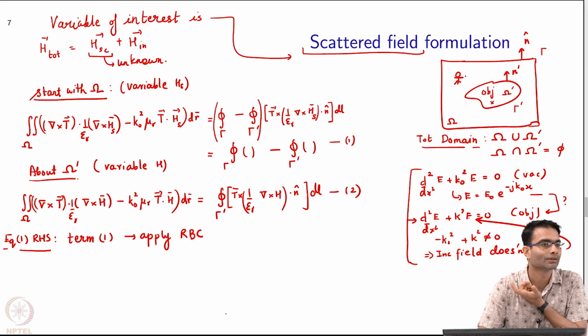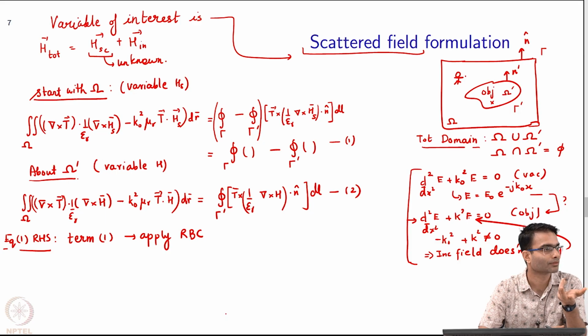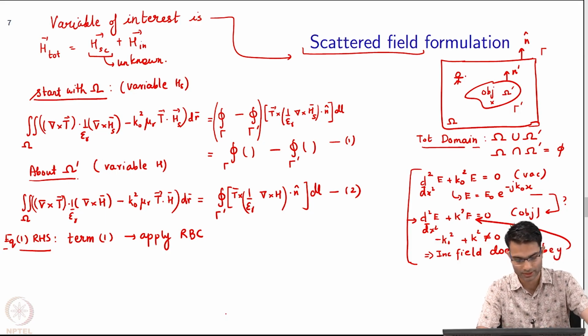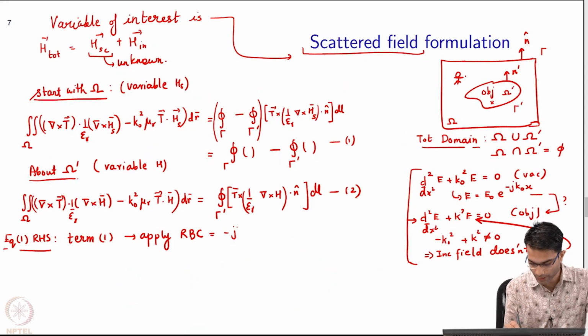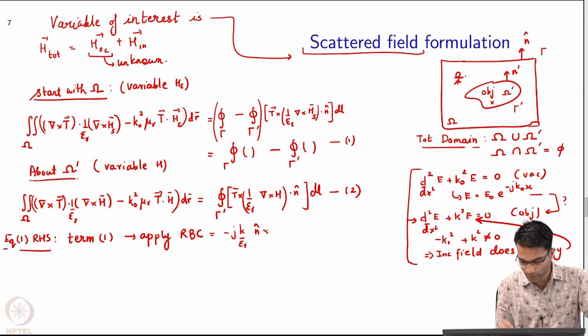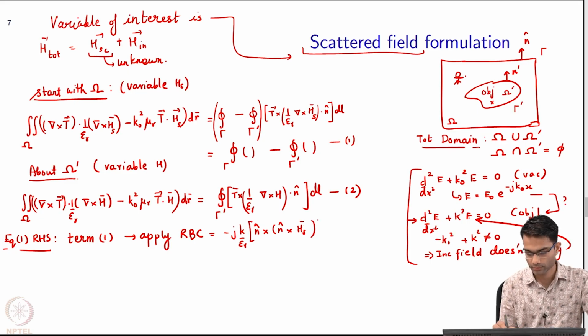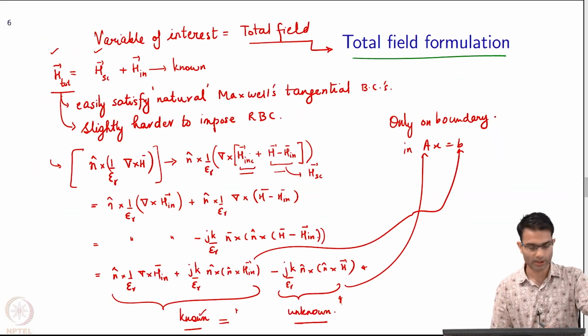Think physically. The boundary condition applies to the scattered field. My variable is scattered field. So all I have to do for this first term is this: it will become minus jk by epsilon r n cross Hs, just like over here. Same logic we are applying over here.